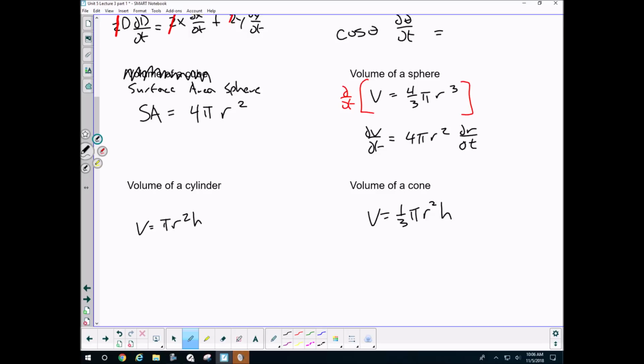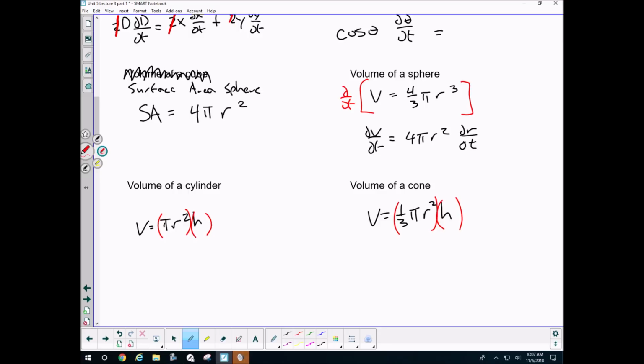Now these two down here, the volume of a cylinder and the volume of a cone, if we were to keep these as they were, you'd have to use the product rule. This would be a long, messy derivative. We're not going to do it. When we do these problems, typically we can remove one of these variables and not have to use the product rule. But if we didn't remove it, we'd have to use the product rule.